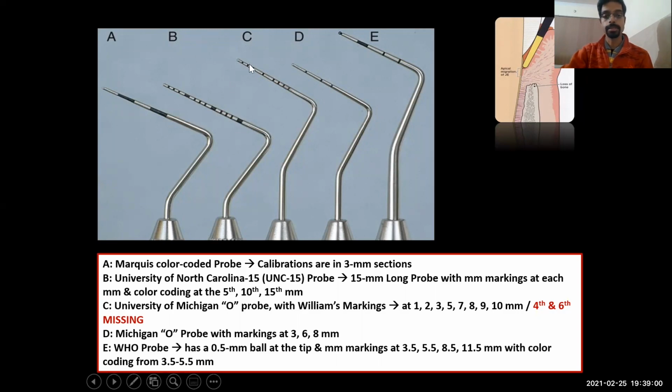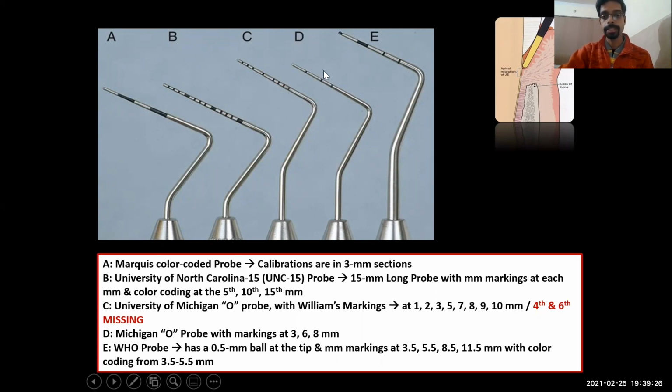Now coming on to C, that is the University of Michigan O probe with Williams markings. In this, a total of 10 millimeter markings are present, out of which the fourth and the sixth markings are missing. Why are they missing? It is basically to make the location of the fifth marking easier for the operator.